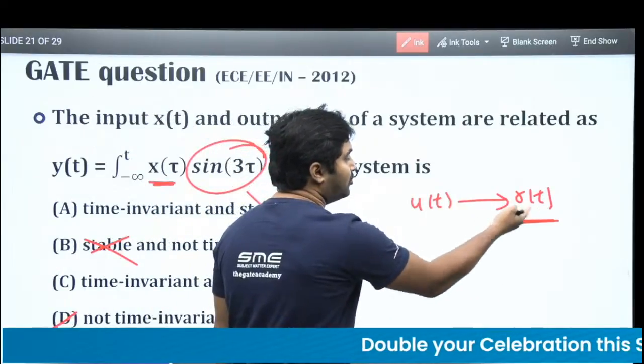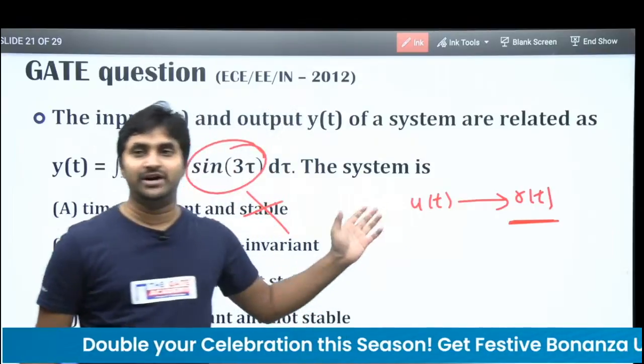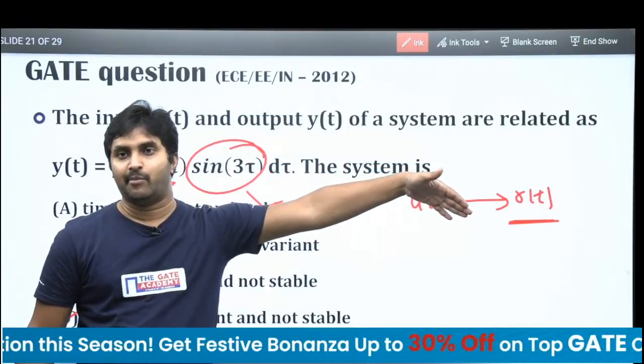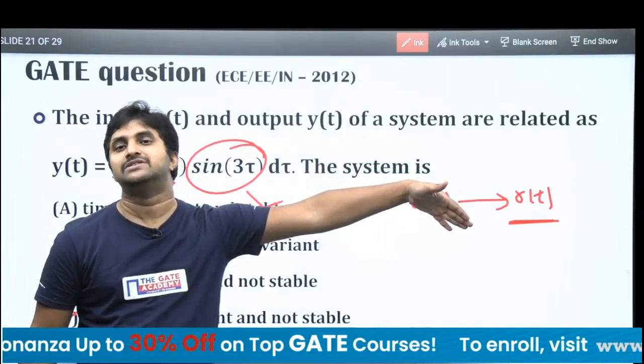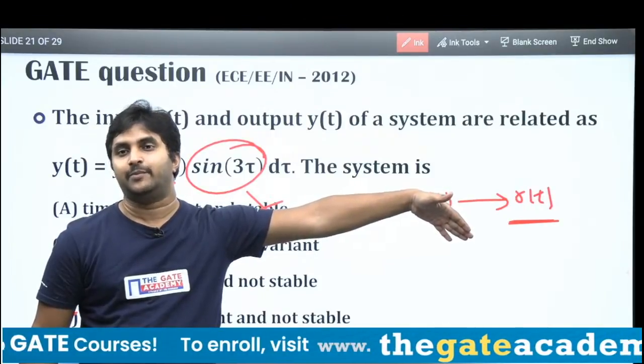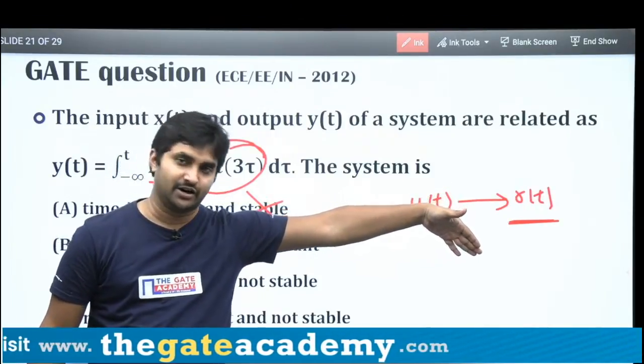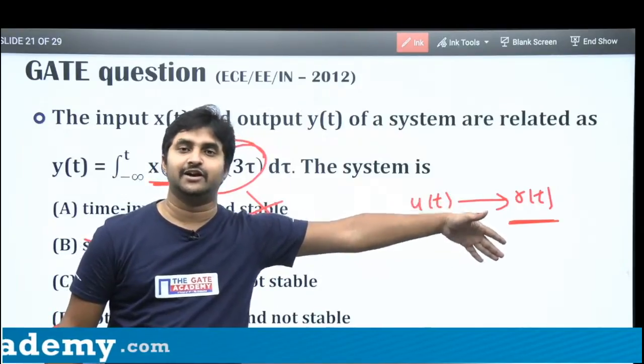And a ramp is unbounded. This is bounded. Boundedness is leading to unboundedness. It means that it is an unstable system. Is that clear to all of you?